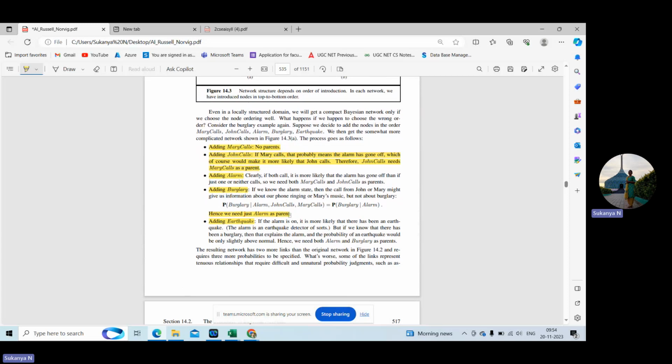How is it related when we have burglary? Only if burglary happens should the alarm ring. Right. So if the alarm is ringing, the burglary and earthquake will not happen. So in this case, how can we write the node?